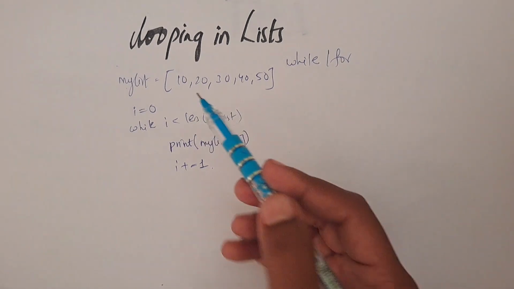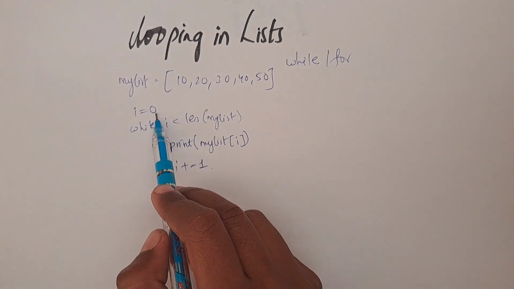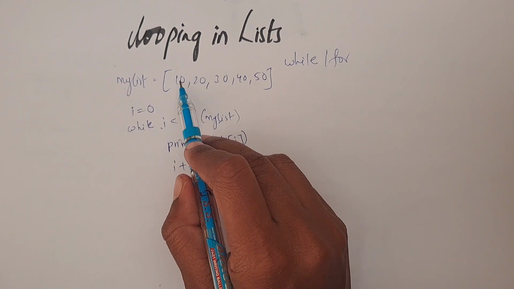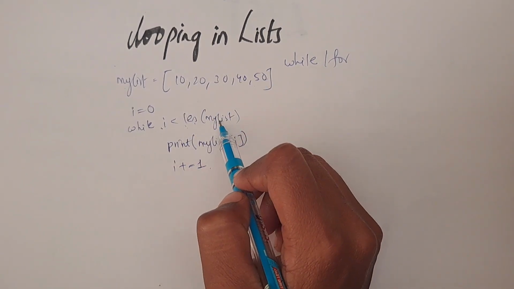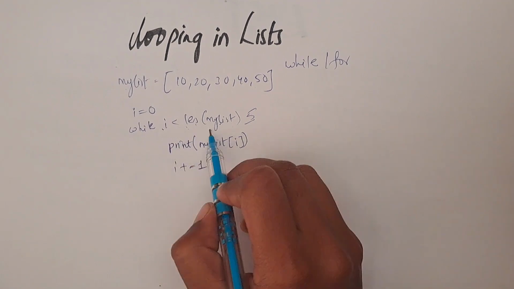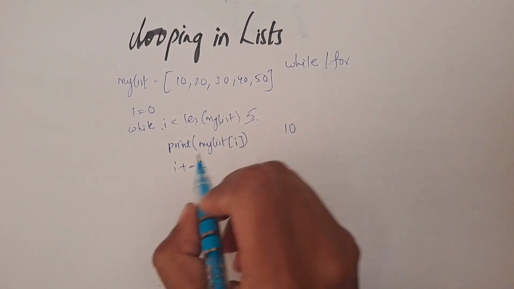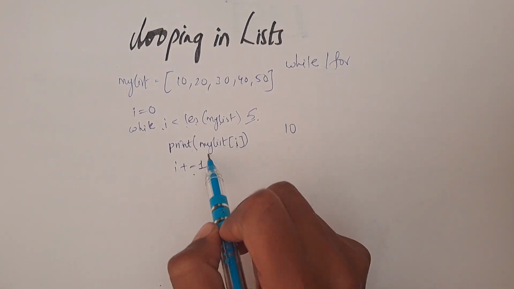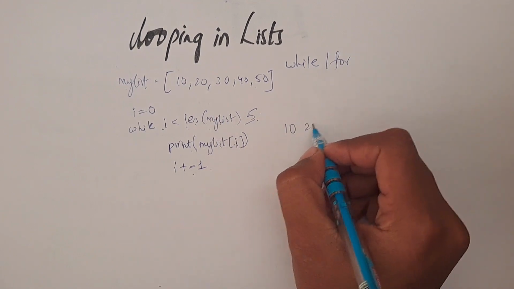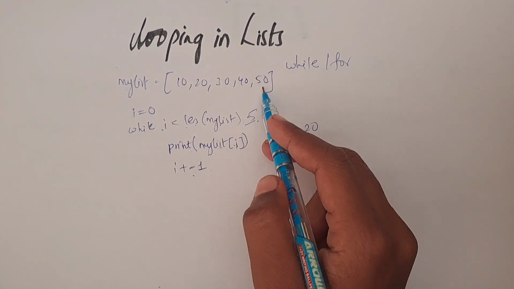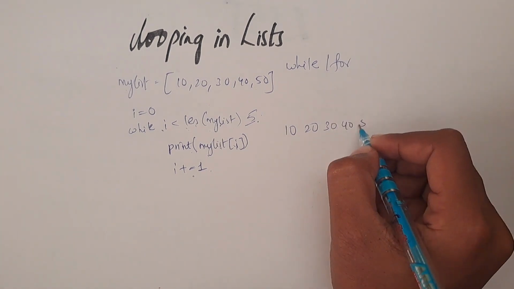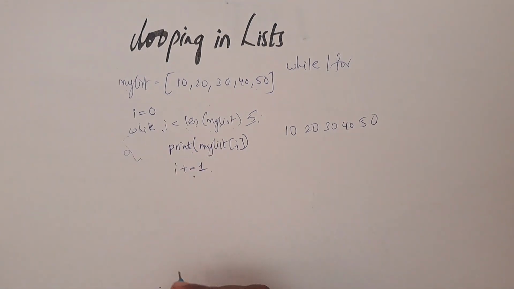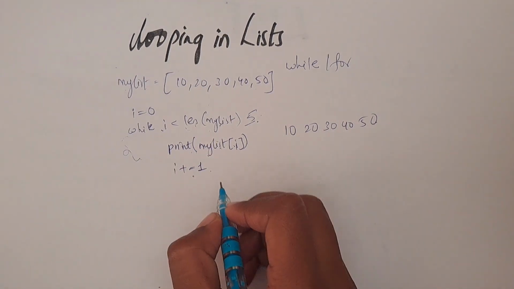So here what happens: this is my list and I am considering i equals 0. So 0 is less than my list length, which is 1, 2, 3, 4, 5. So the length of my list is 5. So 0 is less than 5, then it will print 10. Again i will be incremented, then i will become 1. So 1 is less than 5, then again it will print my list of 1, that is 20. Like that you will get the total array up to 40 and 50. So this is the while loop, and using the for loop is more convenient, we can say.